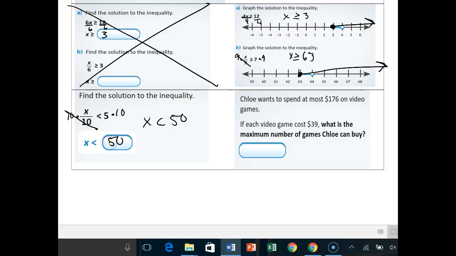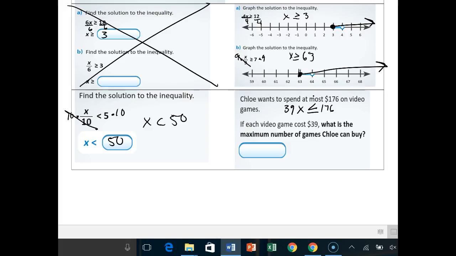Chloe wants to spend at most $176 on video games. So she doesn't want to go bigger than 176. So 176 will always be greater than or equal to whatever Chloe wants to spend. She doesn't want to spend 177. If each video game costs $39, what is the maximum number she can buy? So 39 times x is less than or equal to 176.